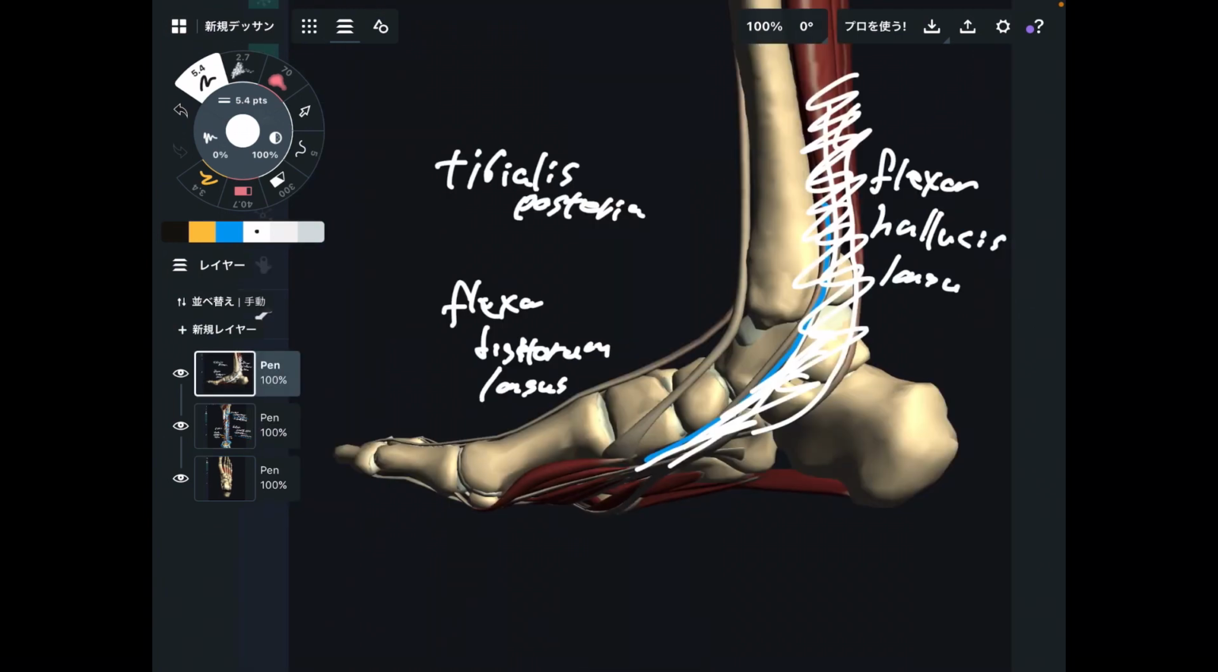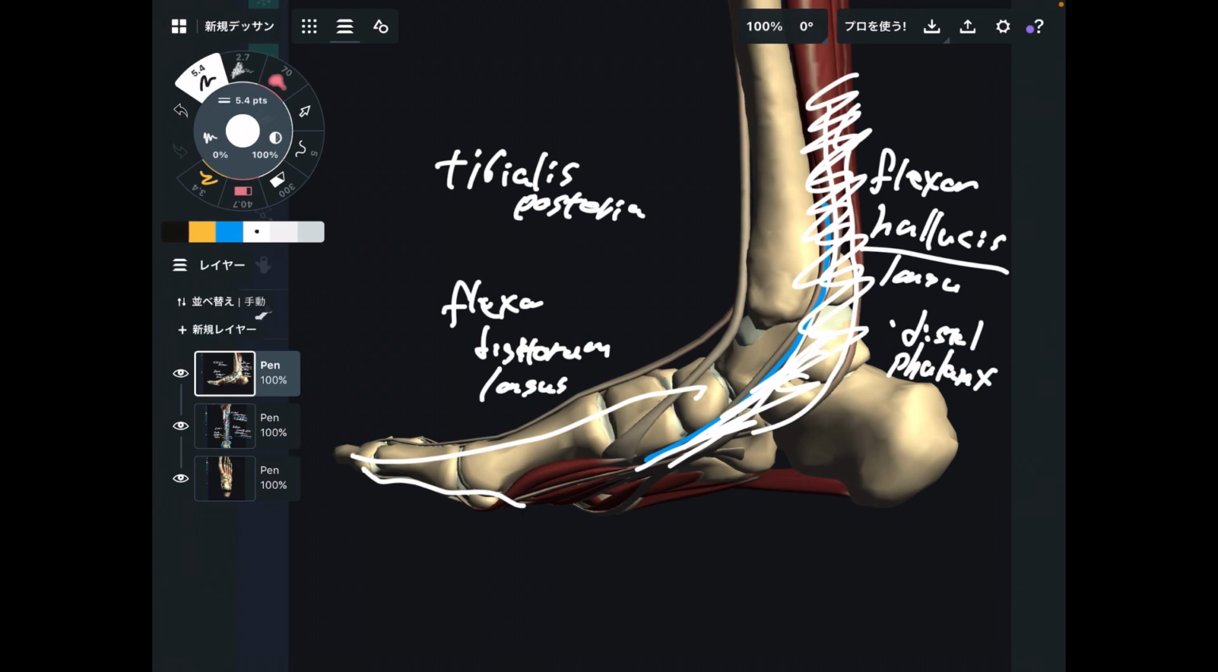Let's go to insertion. Let's get started with flexor hallucis longus. What does hallucis mean? That means big toe. Yep, this muscle attaches to the big toe. It attaches to the distal phalanx of the first toe. Distal phalanx. Phalanx means toe bone, okay? It attaches to the end point of the big toe. This is the insertion.